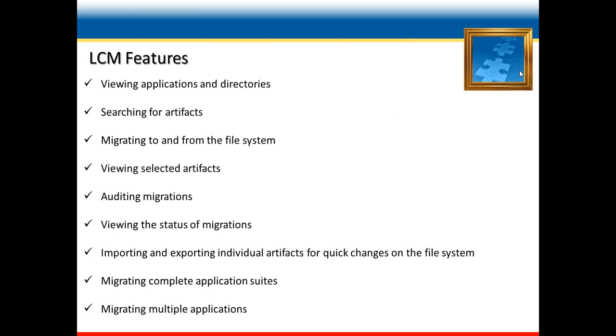So this is about why we should use LCM. LCM has some features such as we can view application directories, search for artifacts, we can migrate, as we discussed, from different file systems, we can view the selected artifacts, we can audit the migrations, and we can see the status of all the migrations that we do, and import and export individual artifacts. Selective migration is possible through LCM, as well as migrating complete application suites and migrating multiple applications.